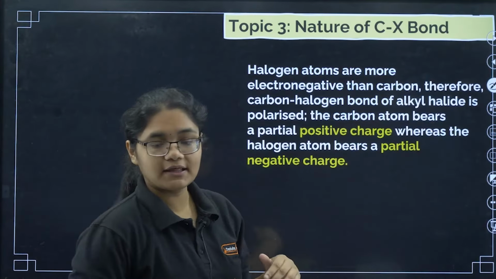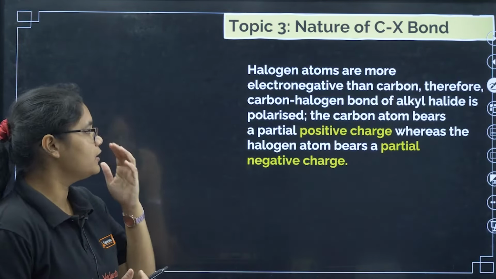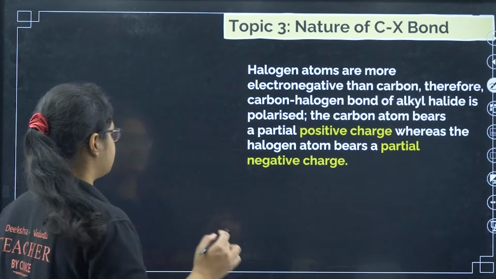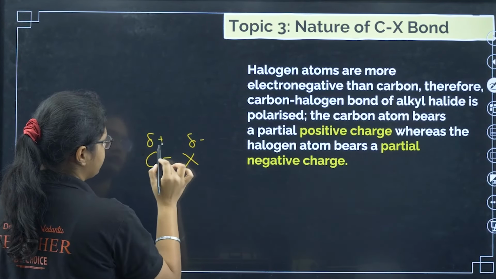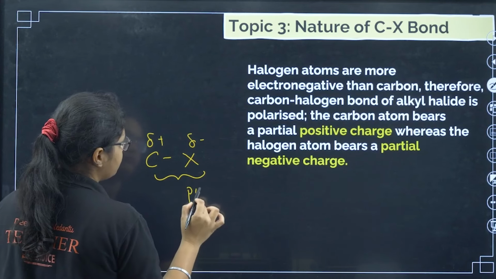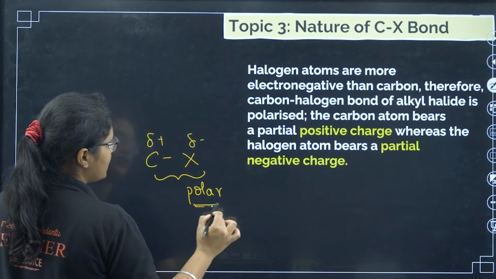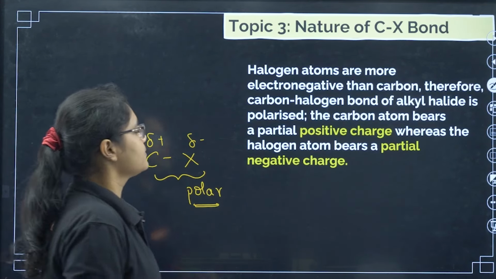Next, we will see the nature of the C-X bond. First of all, if you see the C-X bond, X is more electronegative, right? Carbon is electropositive. So this is a kind of polar bond, okay? Not very polar, but yes, it is a polar bond.